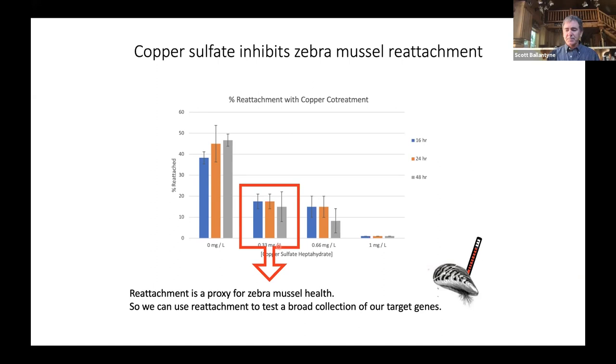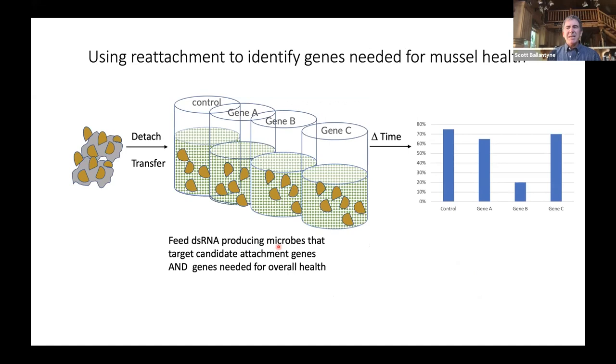So I made a simple slide to illustrate how that might work. And the basic idea is simple. We're just going to substitute our double-stranded RNA producing microbes for the copper sulfate. And so here I've got four jars lined up. And in each one, I put a different type of bacteria, right? Each of these bacteria is targeting a different zebra mussel gene. And I just call them genes A, B, and C. And this is our control, which targets a gene that has nothing to do with zebra mussels.